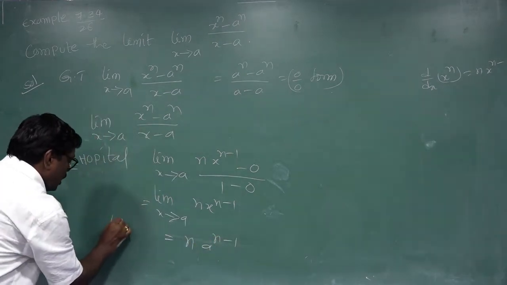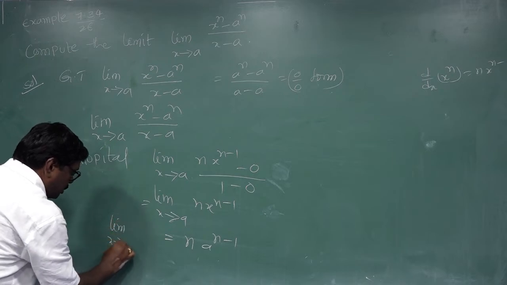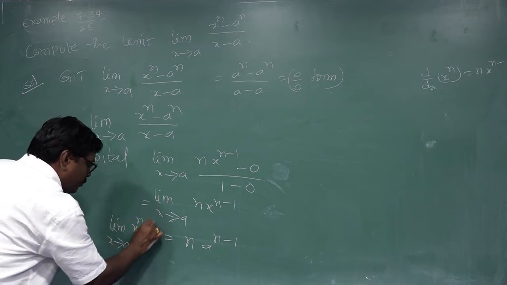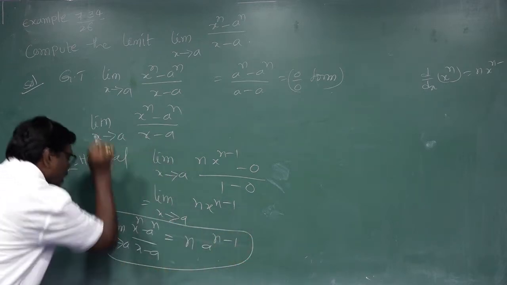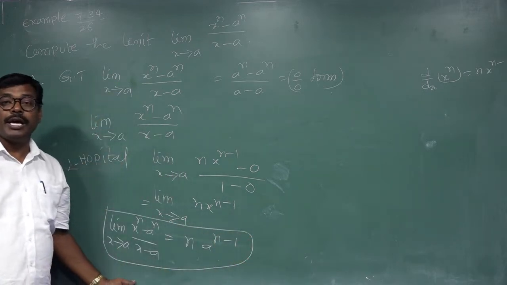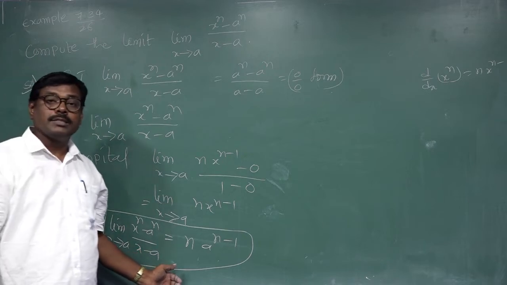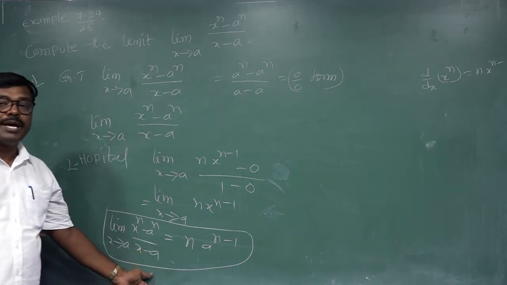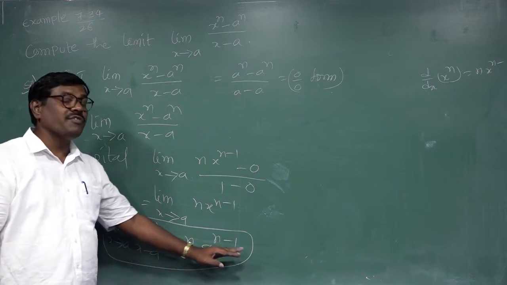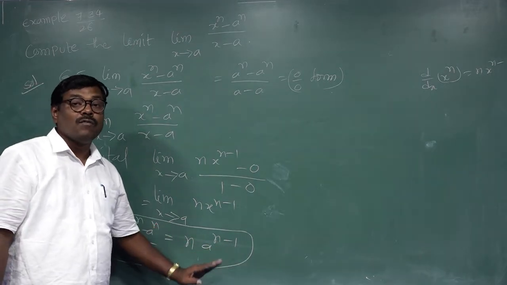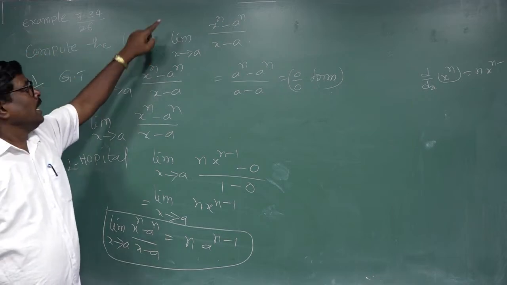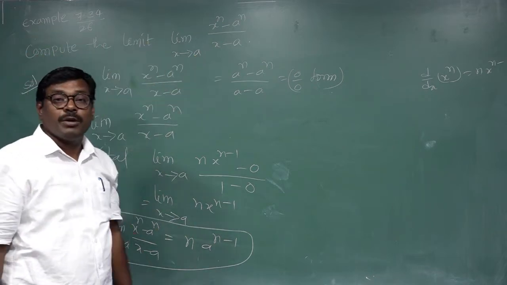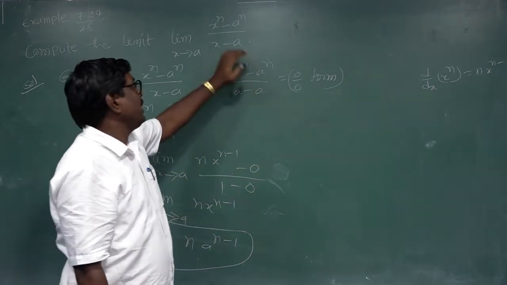This is the formula: the limit as x tends to a of (x^n minus a^n) by (x minus a) equals n into a^(n minus 1). Again, let us compute the limit as x tends to a of (x^n minus a^n) by (x minus a).